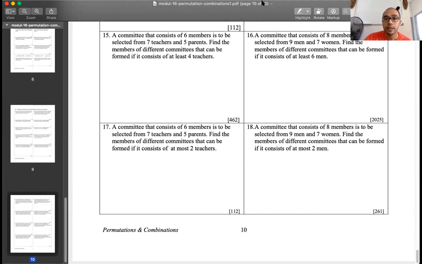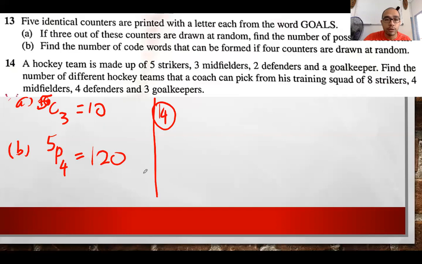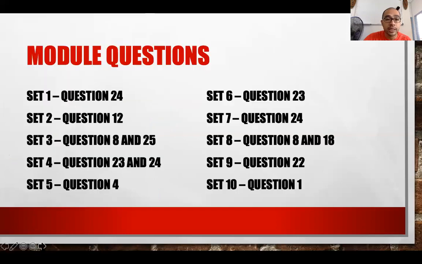Once you have finished that, and if you want to do the exercises in the Paper 1 module, which we will actually be discussing next week anyway, but if you really want to do it, let me tell you what the questions are. This is the module questions, in our Paper 1 module.